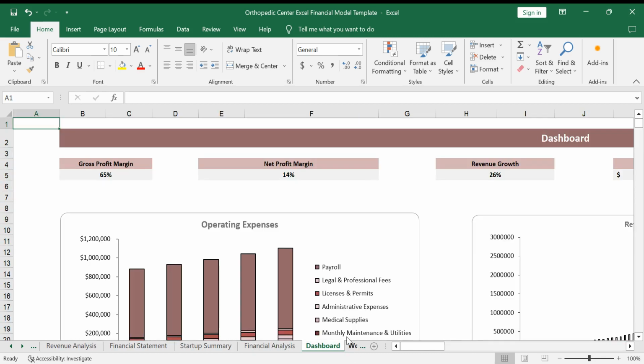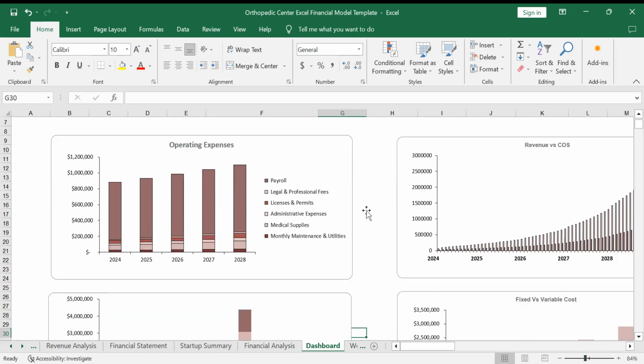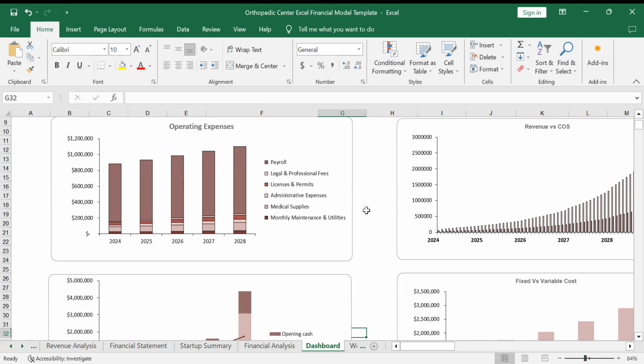At the end, we have the dashboard, which is a quick snapshot of your whole company, and you will get different graphs here, so you can see your company's position or financial health. So this is all about this template.